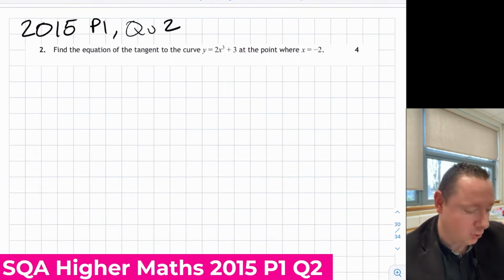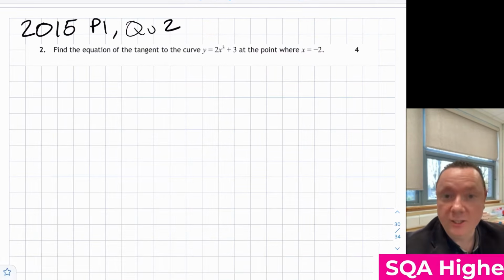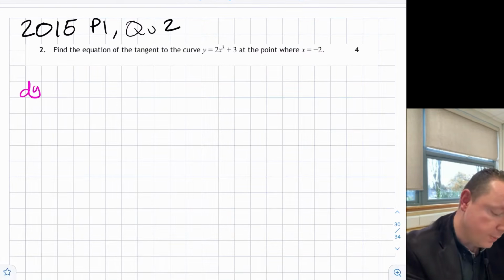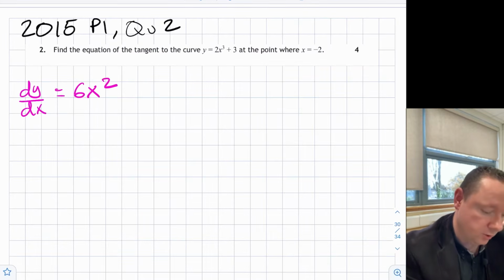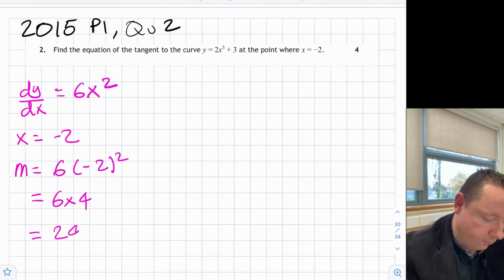2015 paper 1 question 2 says, find the equation of the tangent to the curve y equals 2x cubed plus 3, where x is minus 2. So the first thing we need to do is differentiate that. So dy by dx is equal to 6x squared. So at x equal to minus 2, our gradient equals 6 times minus 2 squared. That is 6 times 4, which is 24.